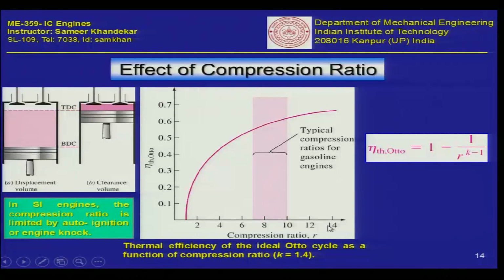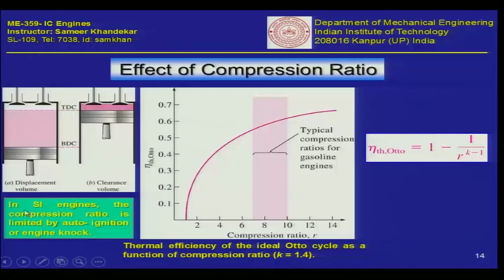The answer lies in what type of fuel you are burning and whether that fuel can sustain high compression ratios. We will study this when we talk about the characteristics of the fuel. At that time you will notice that in SI engines the compression ratio is limited by auto ignition or the engine knock. We would typically like to have the compression ratio high because we get good efficiency, let us say 70% efficiency at a compression ratio of 14.